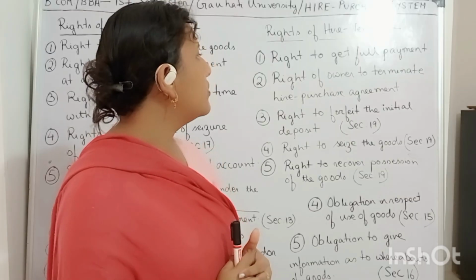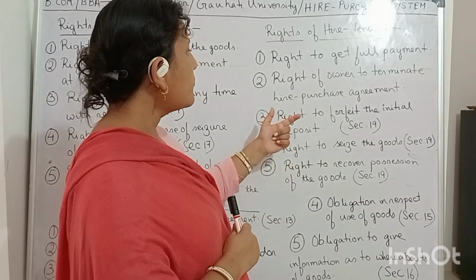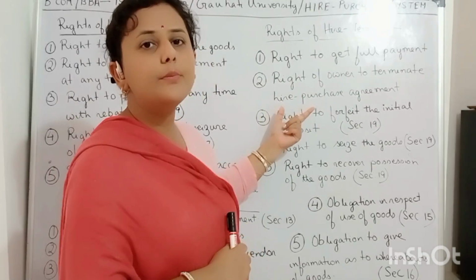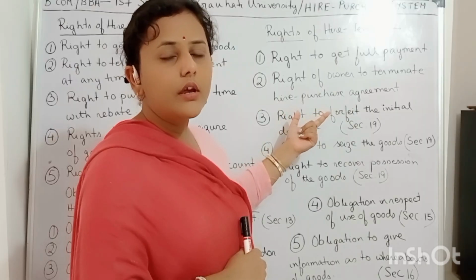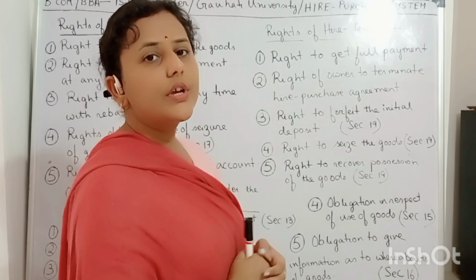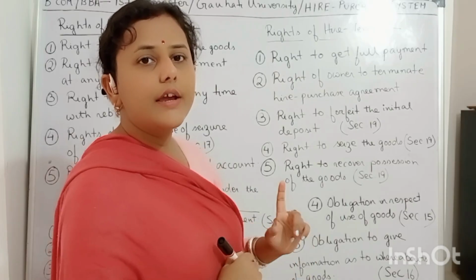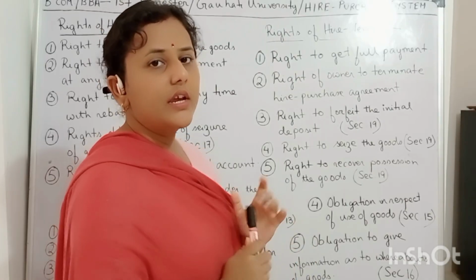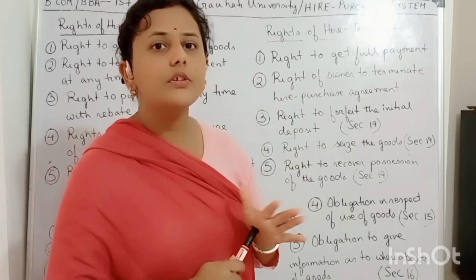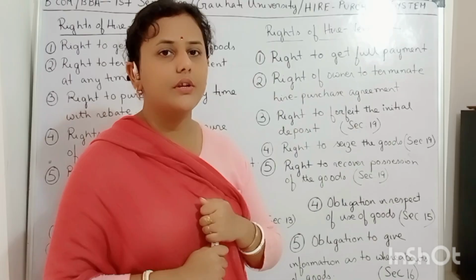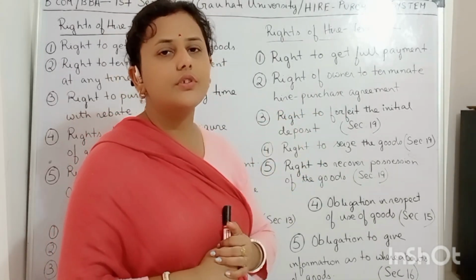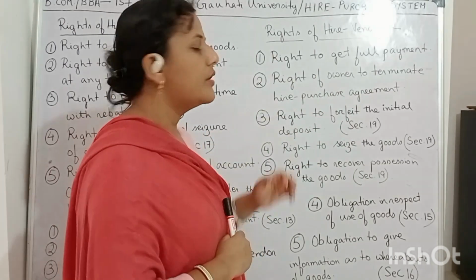That is said in point number 2, right of owner to terminate hire purchase agreement. The owner has the right to terminate the hire purchase agreement if he finds that the hire purchaser does not pay any of the installments, or is not fulfilling the conditions mentioned in the hire purchase agreement. At that time the hire vendor has the right to terminate the hire purchase agreement. That is said in point number 2.